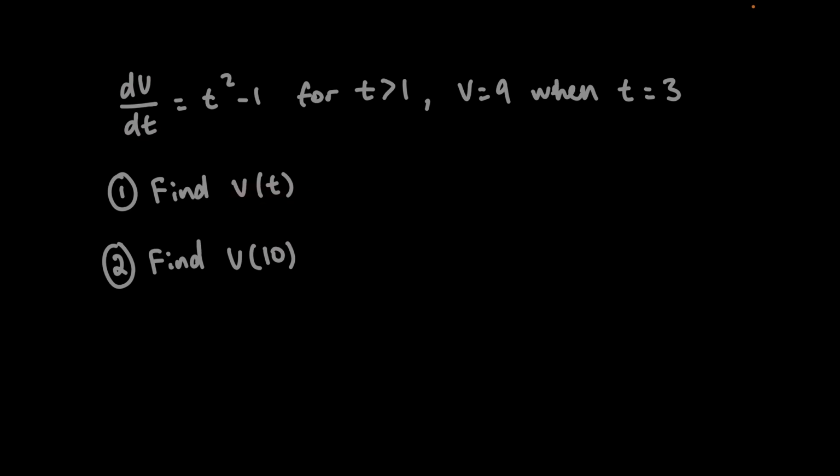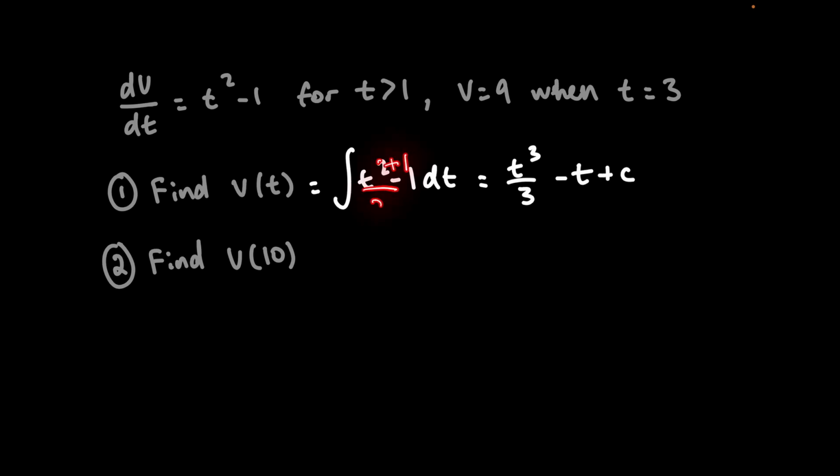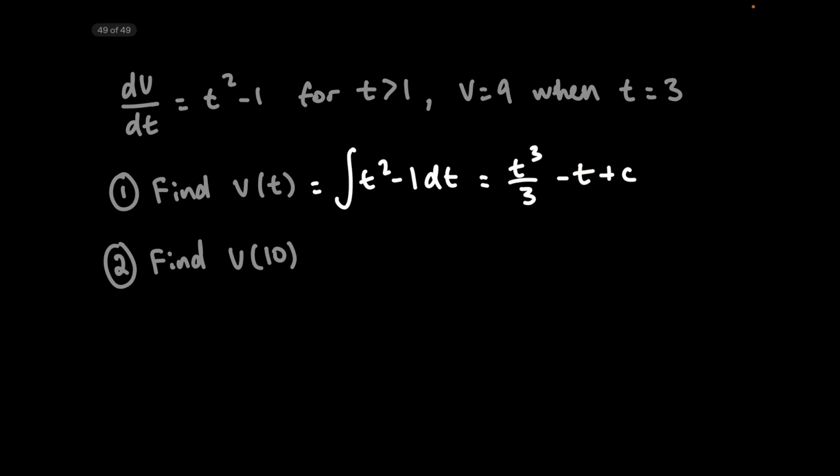We need to go backwards. So rather than differentiating, we're going to integrate. So for this question here, let us integrate. It is simply going to be the integral of t squared minus 1 dt. And now this is really going to be the same as t cubed divided by 3 minus t plus c. The reason we got that is because we add 1 to the power and divide by the new power, we get this. And then the integral of minus 1 is just going to be minus t. And now we need to work out plus c.